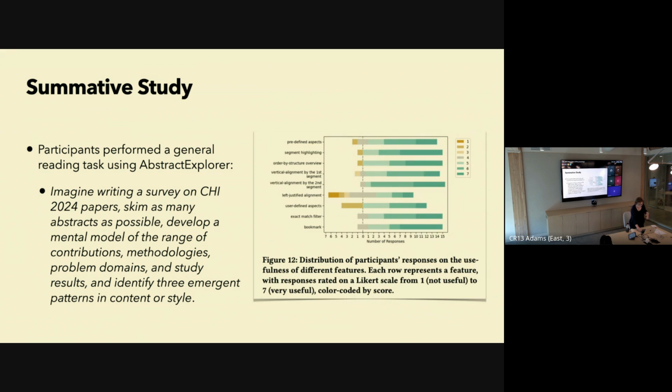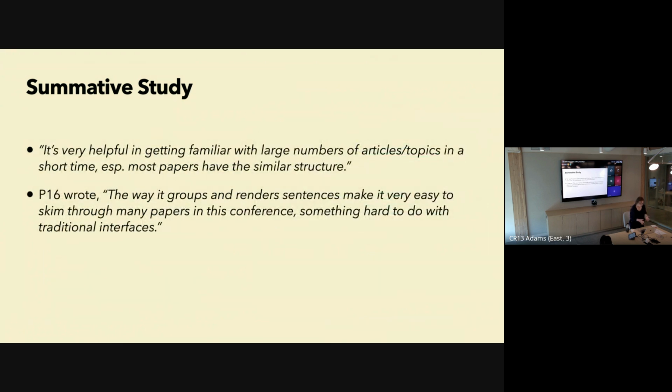I'm not going to go into the details there because I'll just finish with 2 key quotes here. One said, it's very helpful to get familiar with large numbers of articles or topics in a short time, especially when most papers have a similar structure. And the way it groups and renders sentences makes it very easy to skim through many papers in this conference, something hard to do with traditional interfaces.